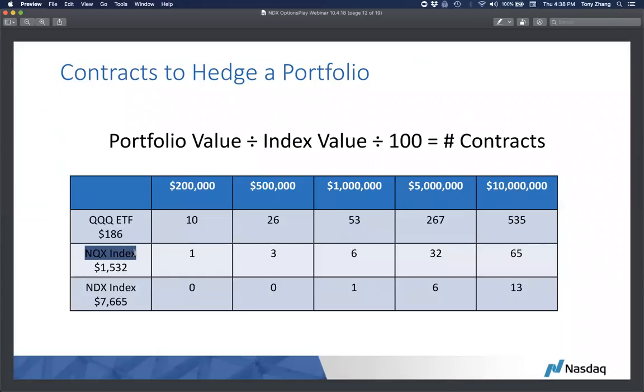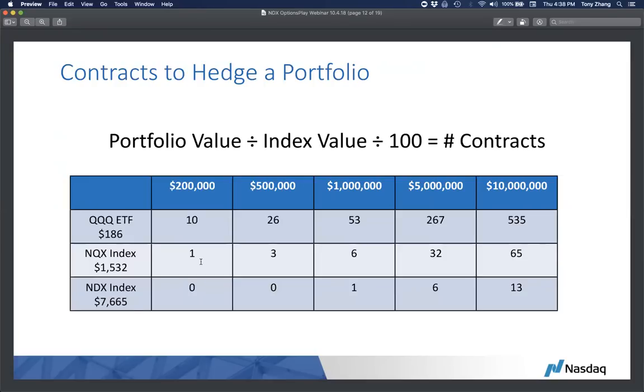You can trade the NQX index, which is roughly at 1,500, or you can trade the NDX at 7,600. These are all based on the exact same index, so they'll give you very similar downside protection. It's just that because there's different values to each ETF, you're going to require a different number of contracts. So if you have a $200,000 portfolio, you would have to trade 10 contracts of the Qs to hedge your portfolio versus only a single NQX to hedge your portfolio.